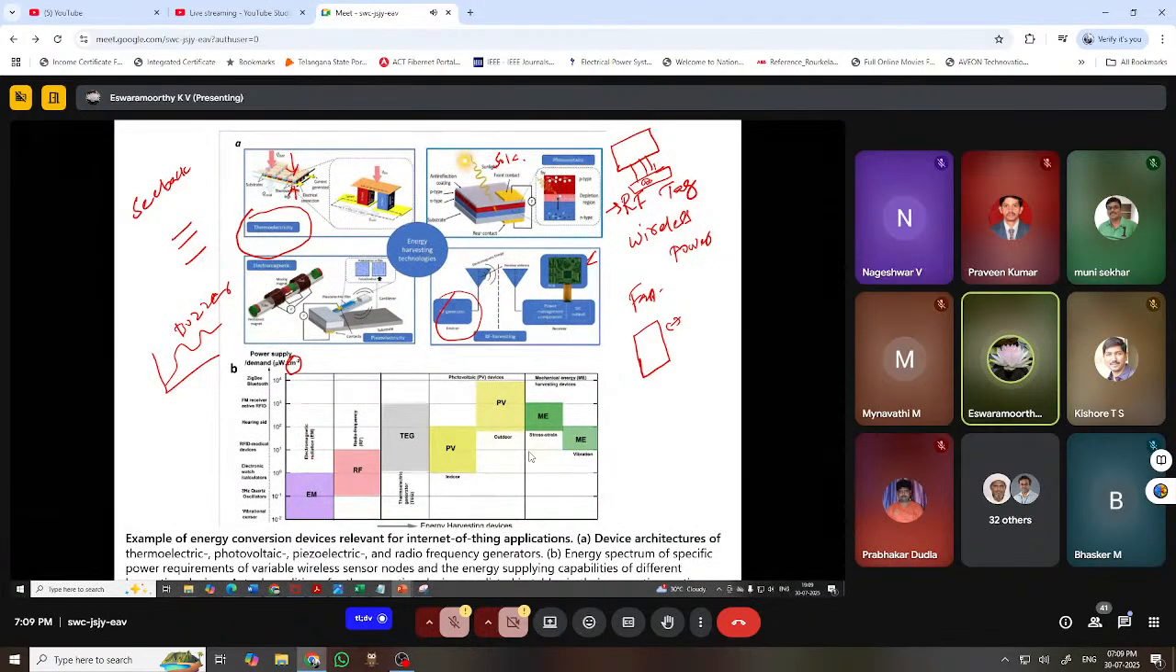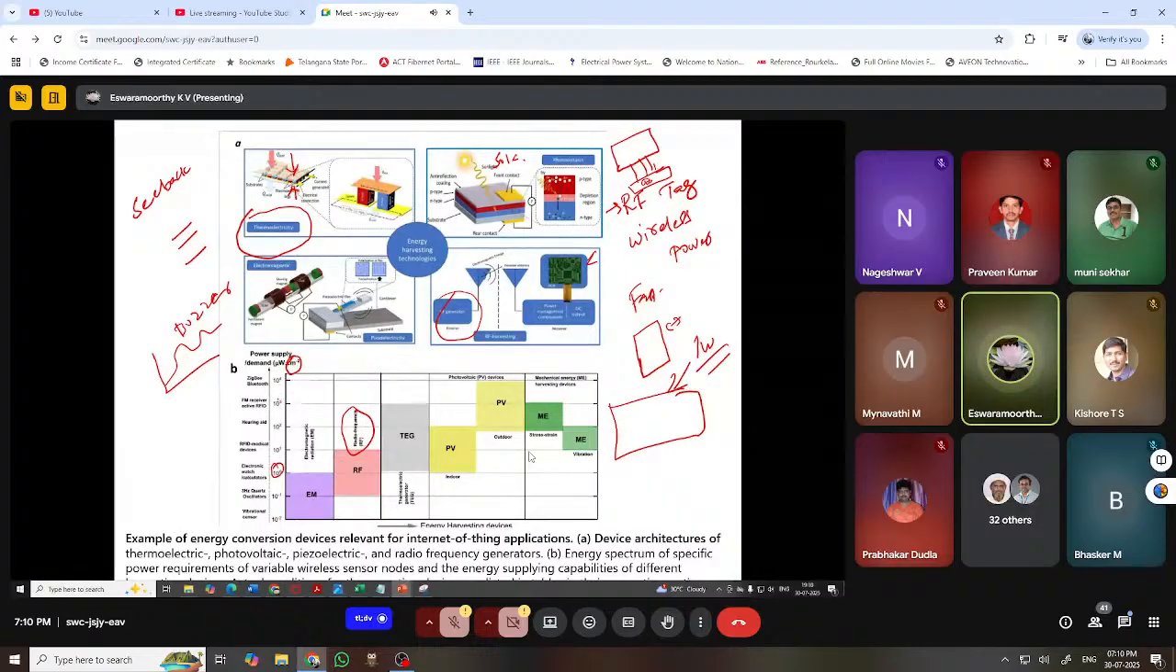What square centimeter can you make? You can't have 1 meter square. We can't say that yes, I'm going to generate 1 watt, because we know that an IoT device is very small in size. For example, electromagnetic is around 1 microwatt per square centimeter. This is electromagnetic radiation. And radio frequency is around 10 microwatt per square centimeter.